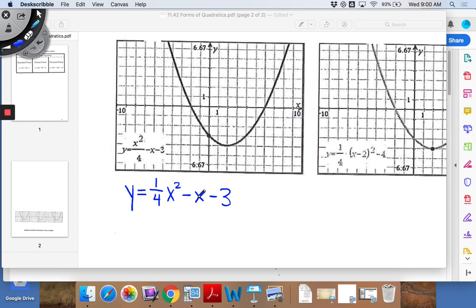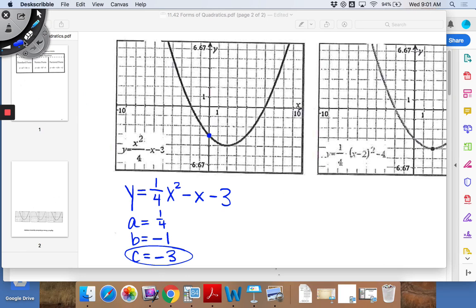So from standard form, we normally identify the A, the B, and the C. So the A in this one would be 1/4. The B would be -1. And the C is -3. So one thing that you notice about the C is -3 is where it crosses the y-axis.